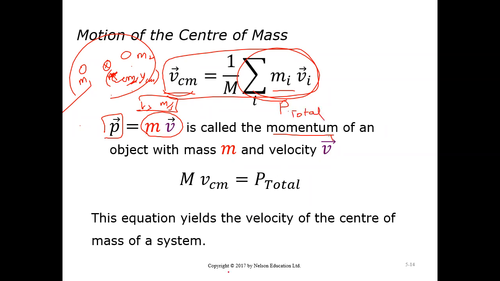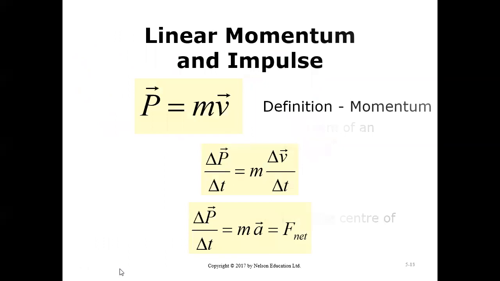So for a system consisting of two masses, m1 and m2, having momentum p1 and p2, this will be the total momentum. If I take the m to this side, the total momentum is simply equal to the total mass of the system multiplied by the velocity of the center of mass of the system. So this equation yields the velocity of the center of mass of a system. You just take the total momentum, divide by the total mass, and that will give you the velocity of the center of mass.